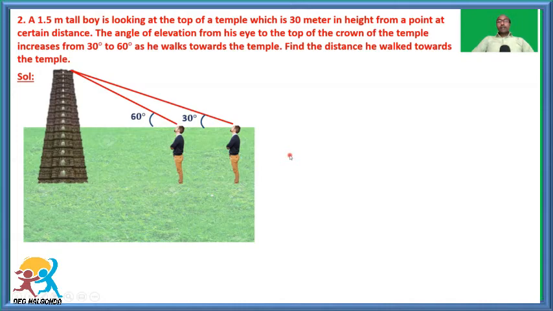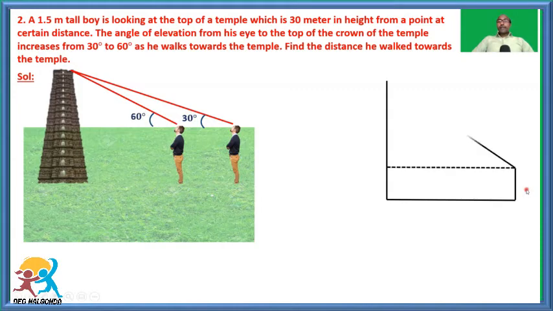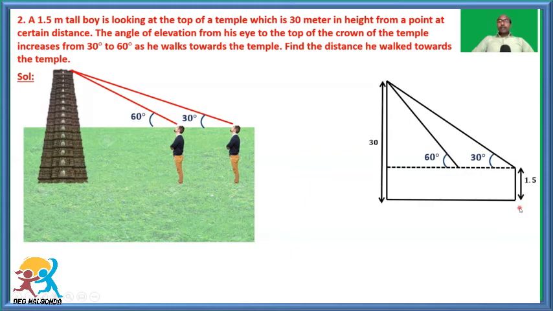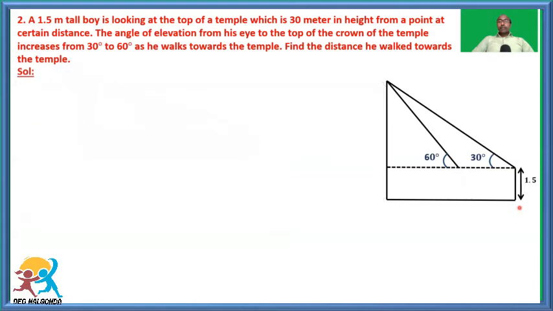So now draw the figure for this scenario. So this is the ground, that is base, and this is the temple. Now this is the 1.5 meter tall boy, and this is the horizontal line. Now the angle of elevation from the first point is 30 degrees, and after walking towards the temple, the angle of elevation became 60 degrees. Height of the boy is 1.5 meters, height of the temple is 30 meters.